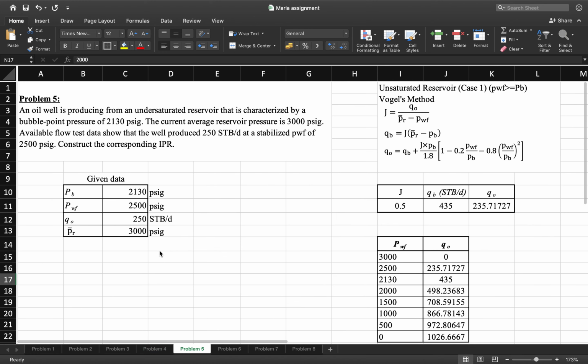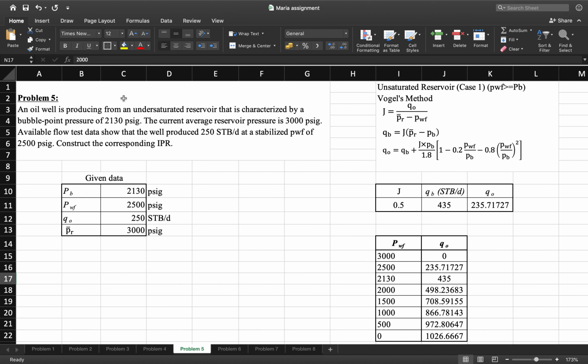In problem 5, they give you the bubble point pressure, the bottom hole pressure, the Q0, and the pressure here. As you can see, when the bottom hole pressure is larger than or equal to the bubble point pressure, it will be an undersaturated reservoir. You will apply the Vogel method here, so you will have this formula in the lecture of Miss Maria. She already discussed this one, and then you will calculate J, the Qb, and the Q0.